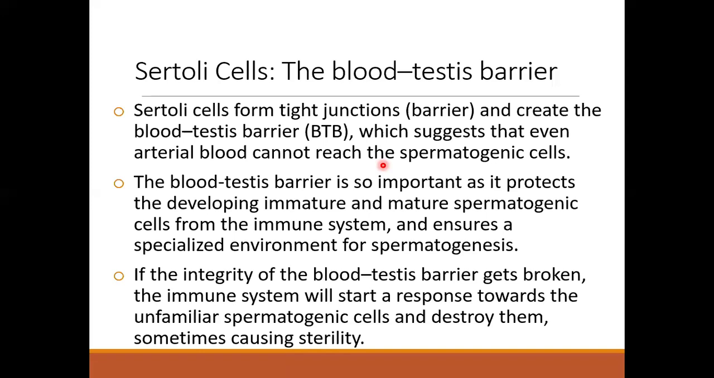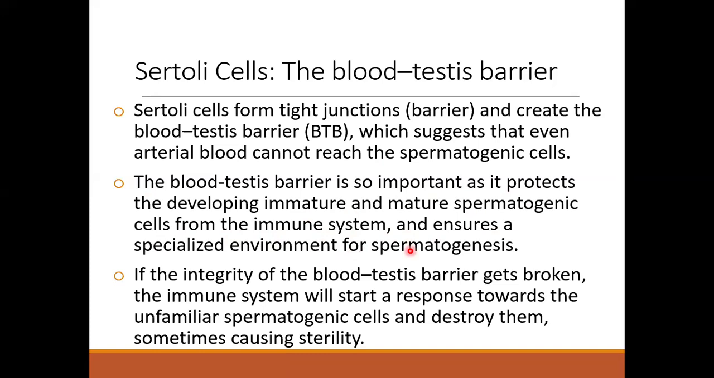And we've explained why they need to be protected, because if they're not protected, the immune system in the bloodstream will see the spermatogenic cells or the sperm cells as foreign because of their genetic incompatibility. So the blood-testis barrier is so important as it protects the developing immature and mature spermatogenic cells from the immune system and ensures a specialized environment for spermatogenesis. Spermatogenesis is the production of the sperm cells.